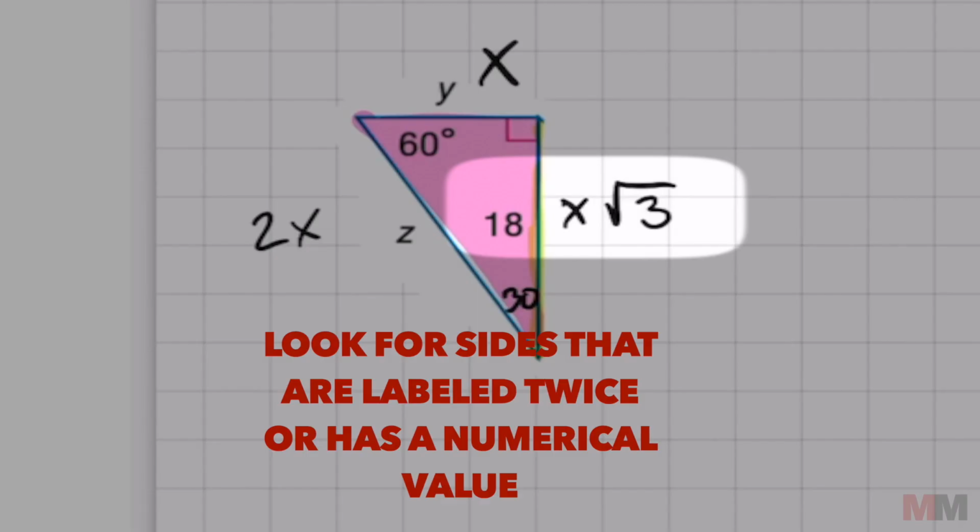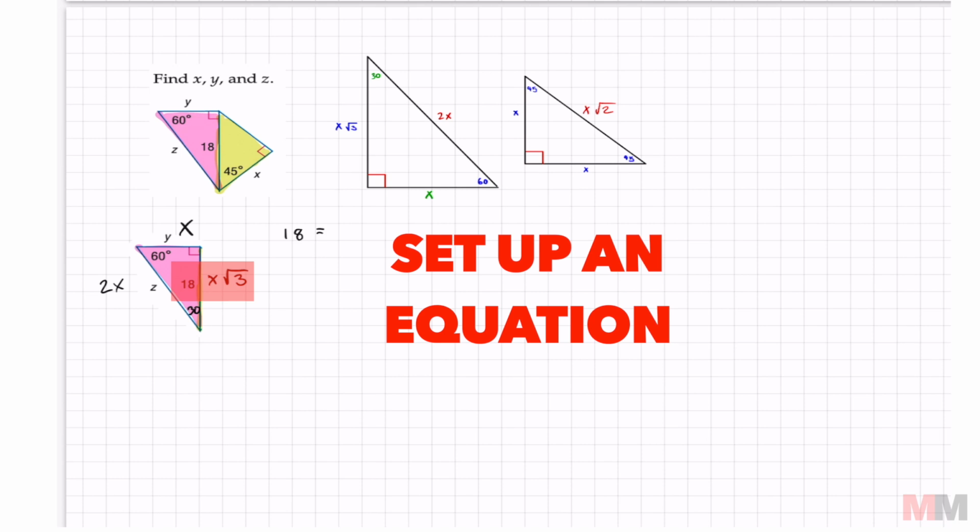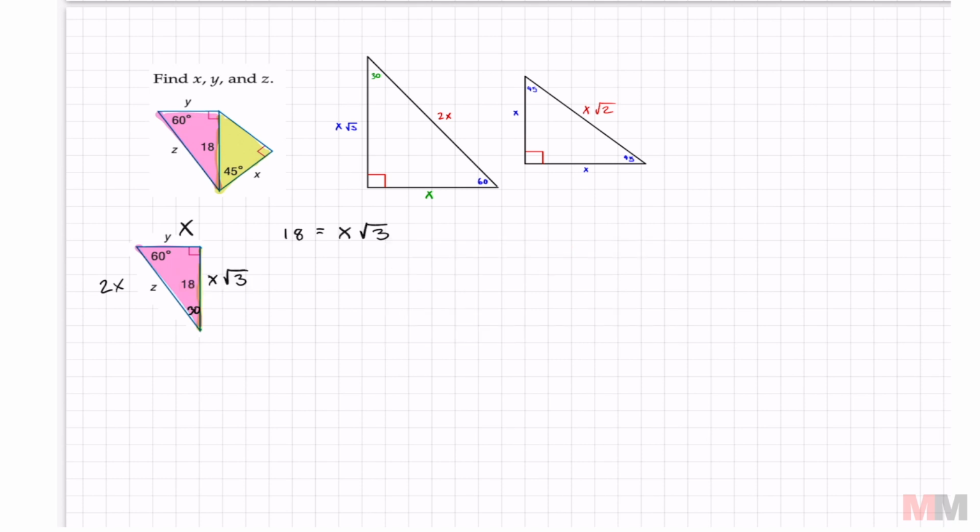Look for any information with a provided number like this one, 18. And this one's labeled twice. It's 18 and X root 3. From there, we can set up an equation to help us find X, and that's set up like this: 18 equals X root 3. All I have to do is get X by itself. This is just a simple equation. X is being multiplied by root 3, so we have to divide by root 3 on both sides. That will cancel that out, and I'm left with X equals 18 over root 3.